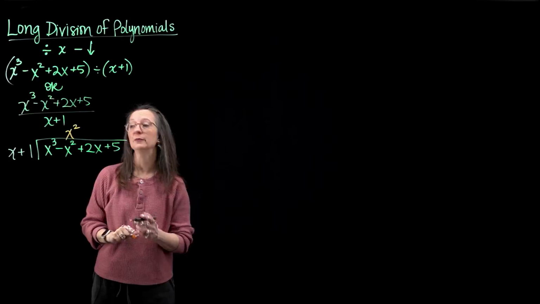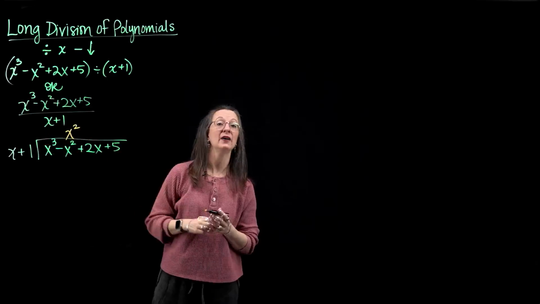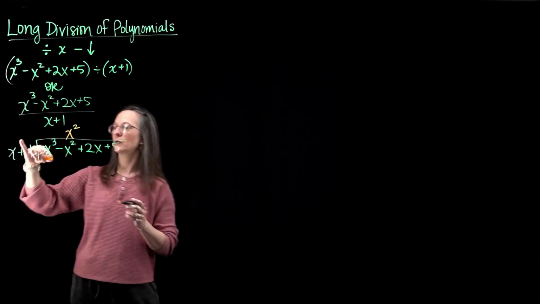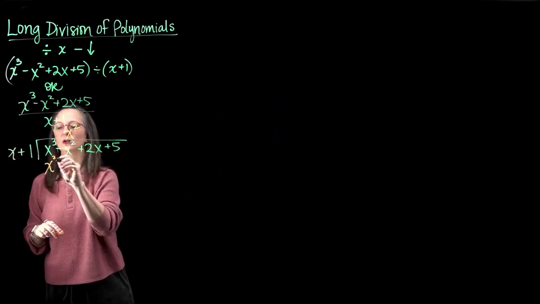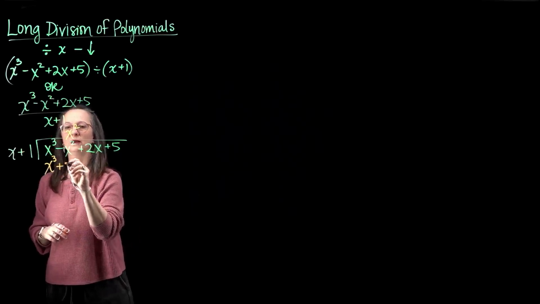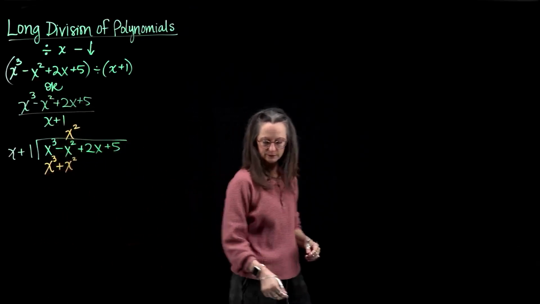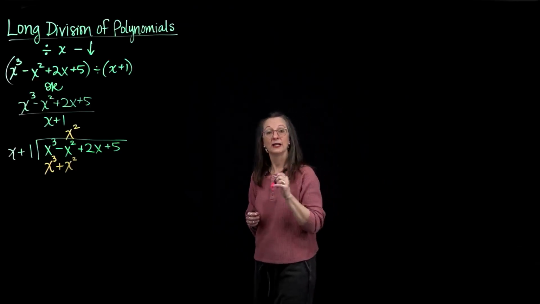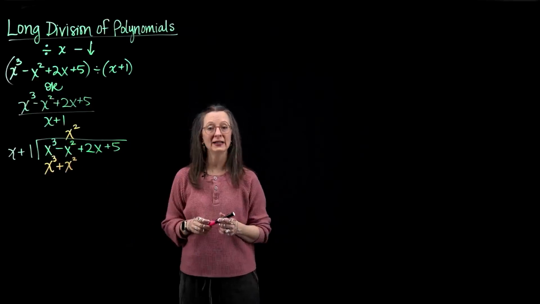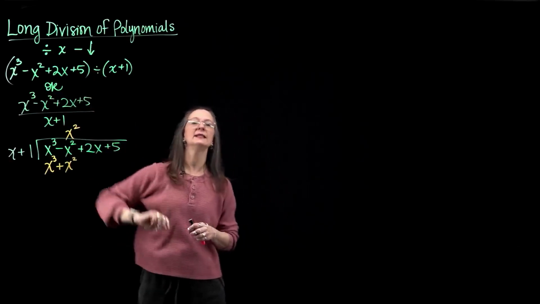Now let's do multiplication. We're going to take this x squared on the top and we're going to multiply it by everything on the outside. Everything on the outside this time. So x squared times x gives me x cubed. X squared times positive 1 gives me positive x squared. So I'm going to write x cubed plus x squared underneath my x cubed minus x squared of the original dividend.